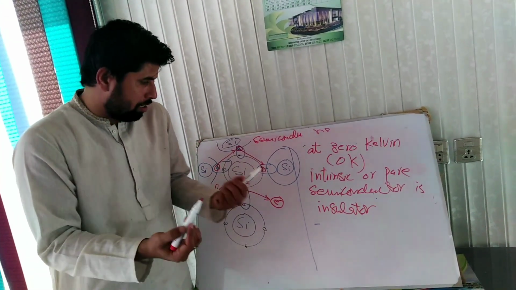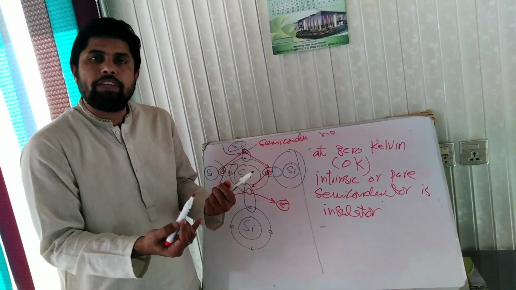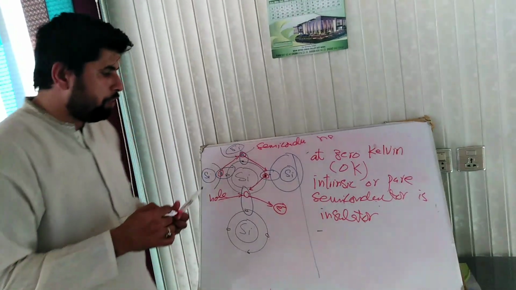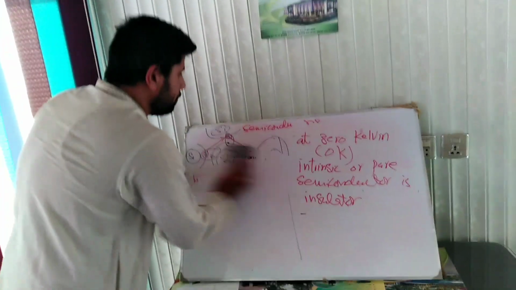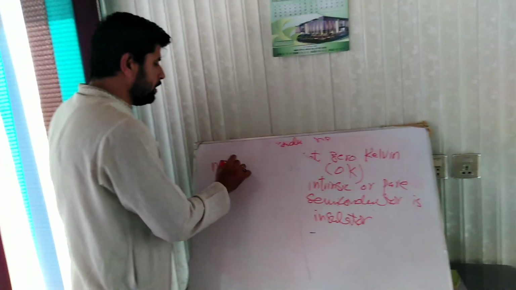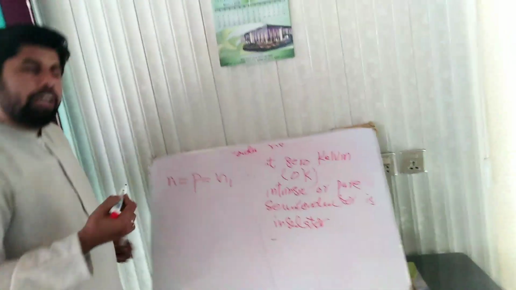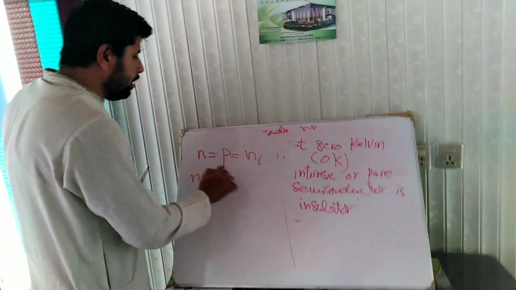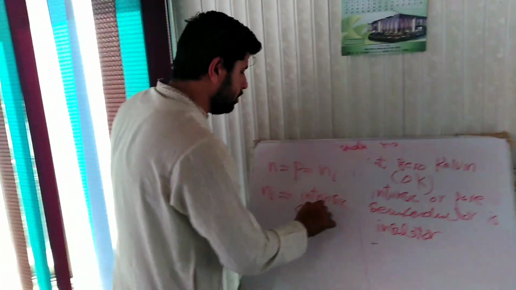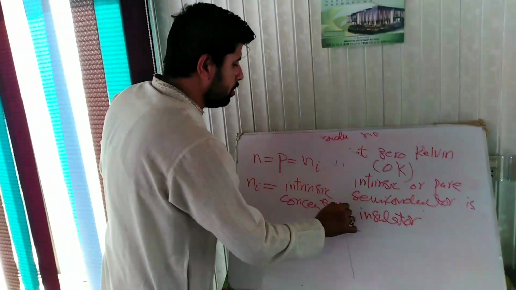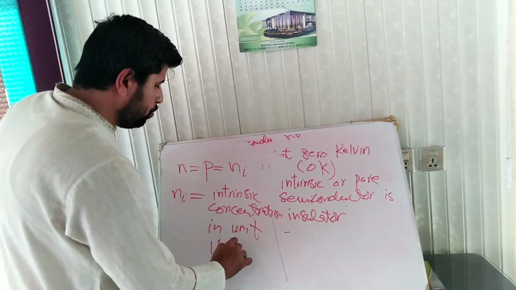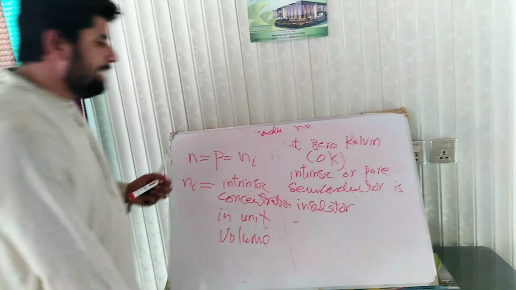They produce some conductivity. Intrinsic semiconductors have some conductivity at room temperature, and because electrons and holes have the same concentration, we say it is equal to ni. Here ni means the intrinsic concentration in a unit volume.